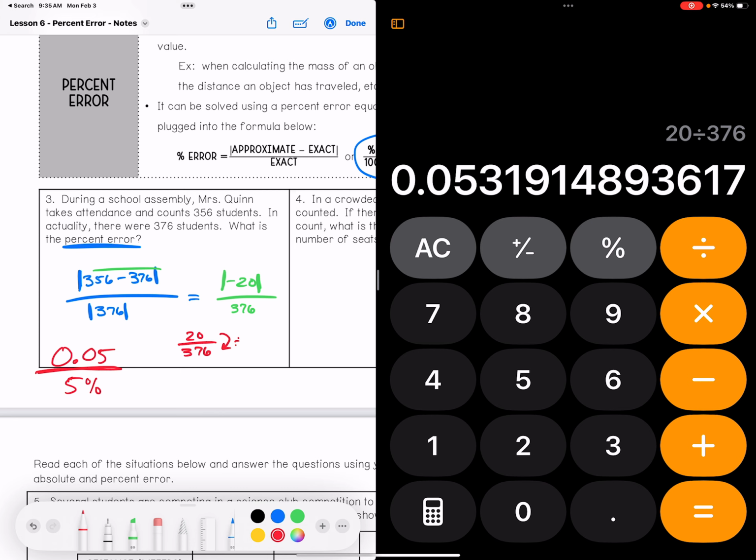Now, when we're talking about percent of error, a lot of times it'll be 5.3%. But if you have one of these on your test, on your ACAP, they'll tell you if they want it to the first decimal place. If not, you can just round it to the whole number. Okay? But it is 5.3%. So the teacher was off by 5.3%. She can't count.